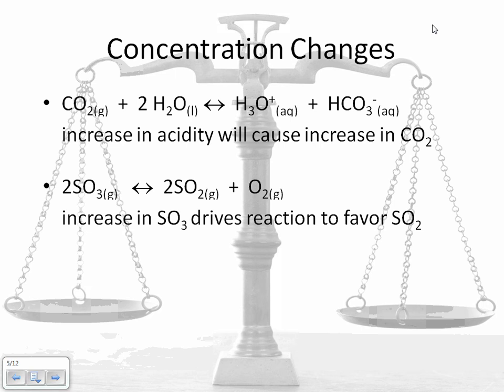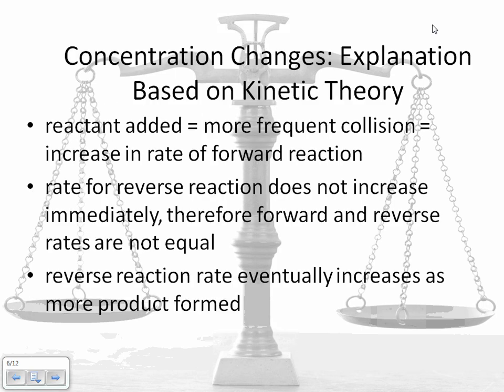All right, now I'm going to go through a quick little slide about explaining this based on the kinetic molecular theory. So let's read through these points. Why does this happen? Why do we see this shift? Well, when I add reactant, if I have more reactant, it means I have more chances of more frequent collisions because I've got more of them there. And that increases the rate of my forward reaction. I've got more reactants, they're all bumping together, and I'm making more products. So I've increased the rate of the forward reaction.